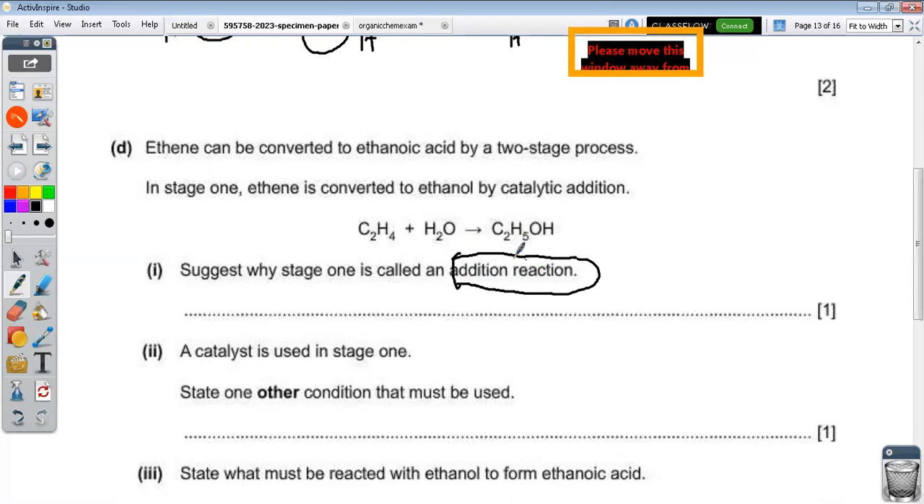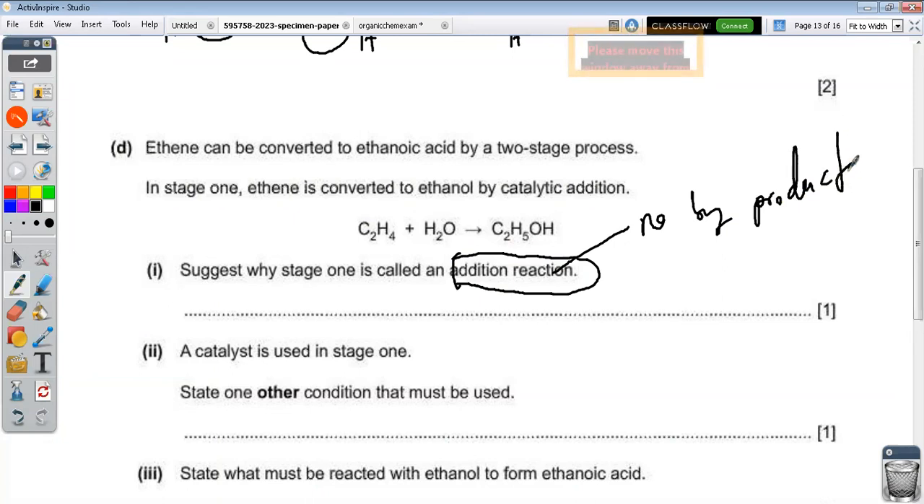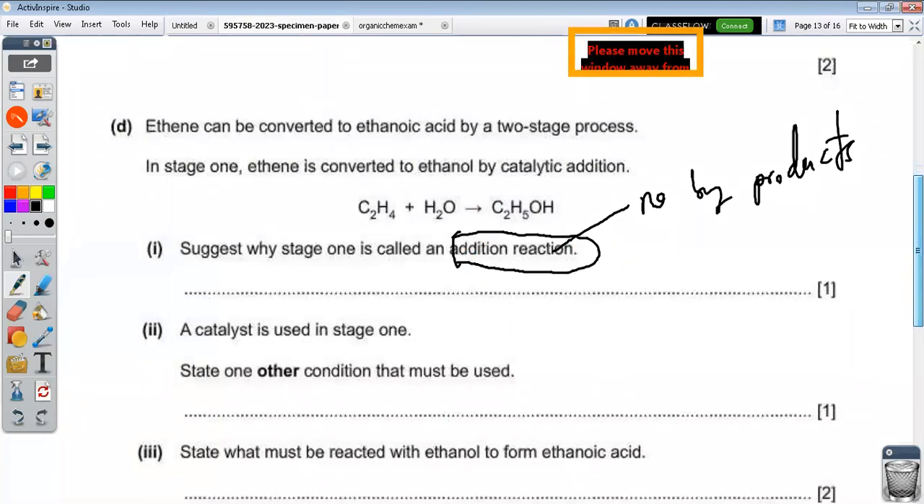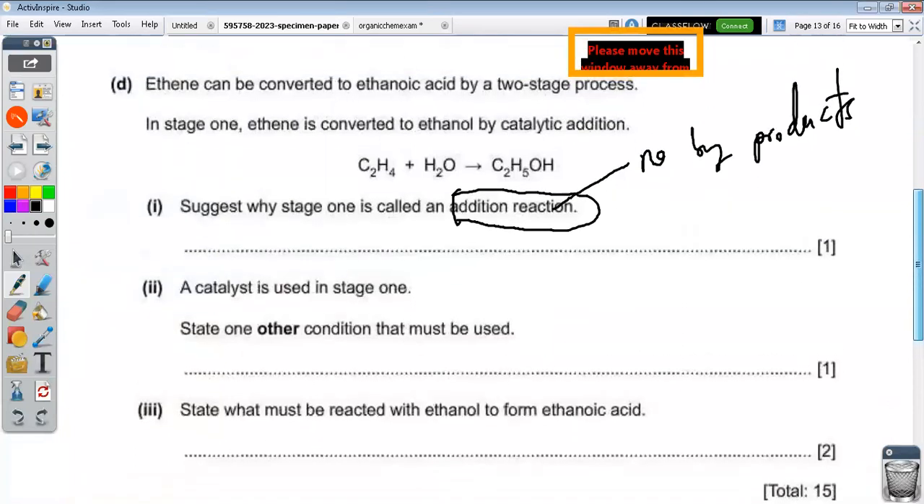Why is it an addition reaction? Addition reaction, no byproducts. It's simply adding. You don't have any byproducts. That's what it means. Condensation, you take away water or a molecule. Because with addition there are no byproducts, they form one thing. That's an addition reaction.